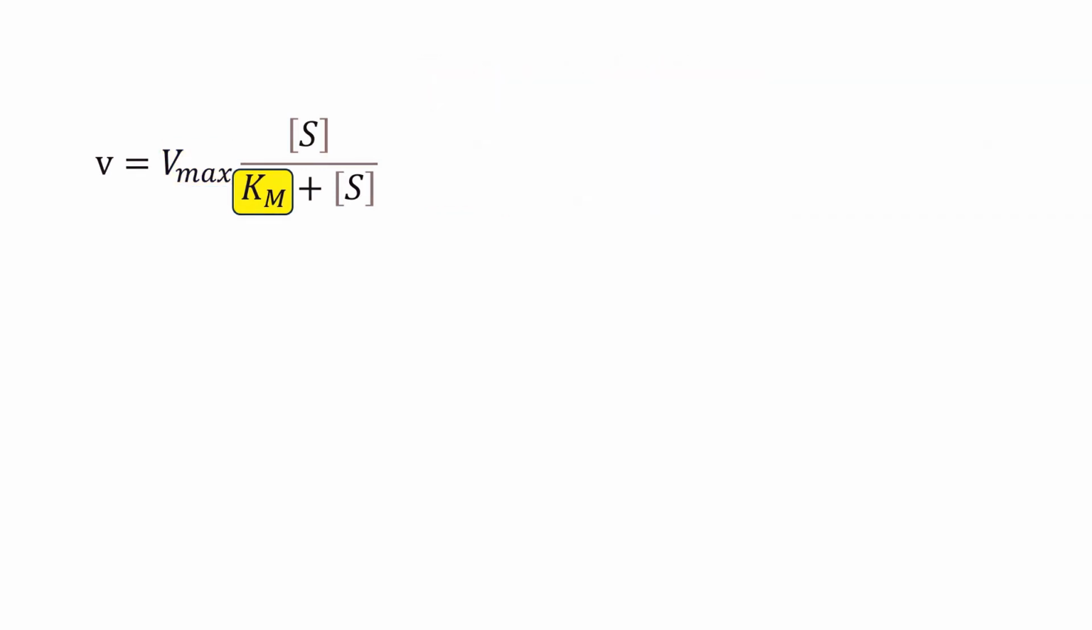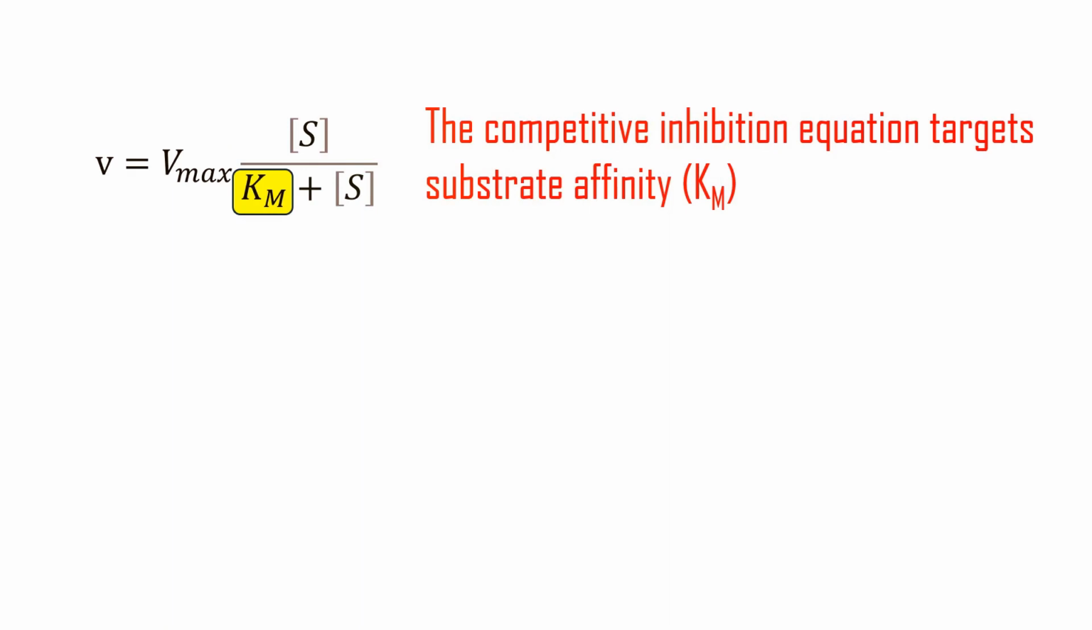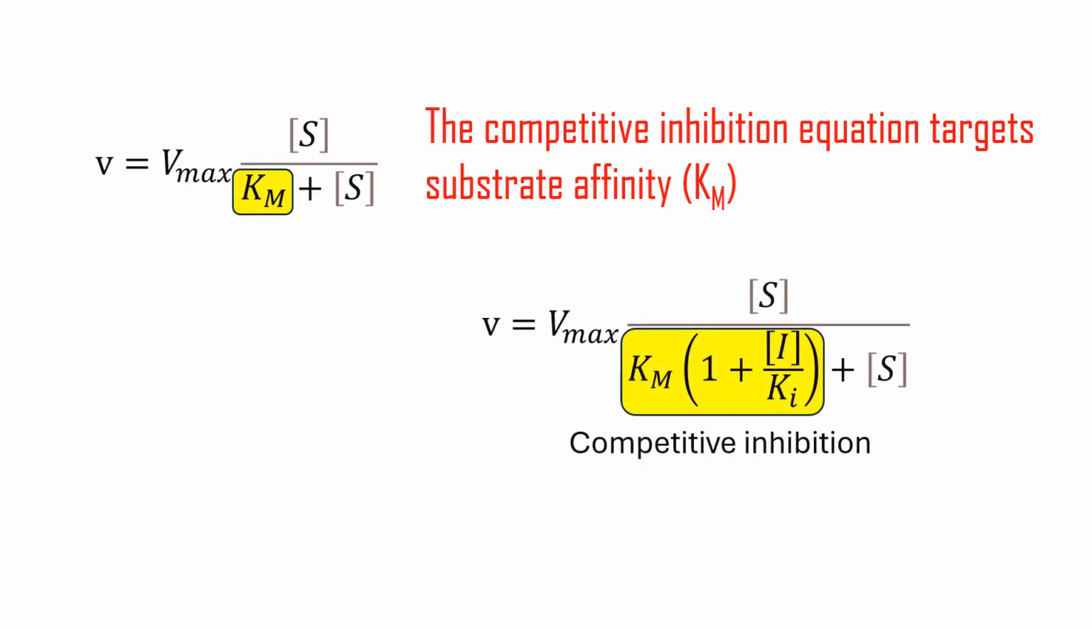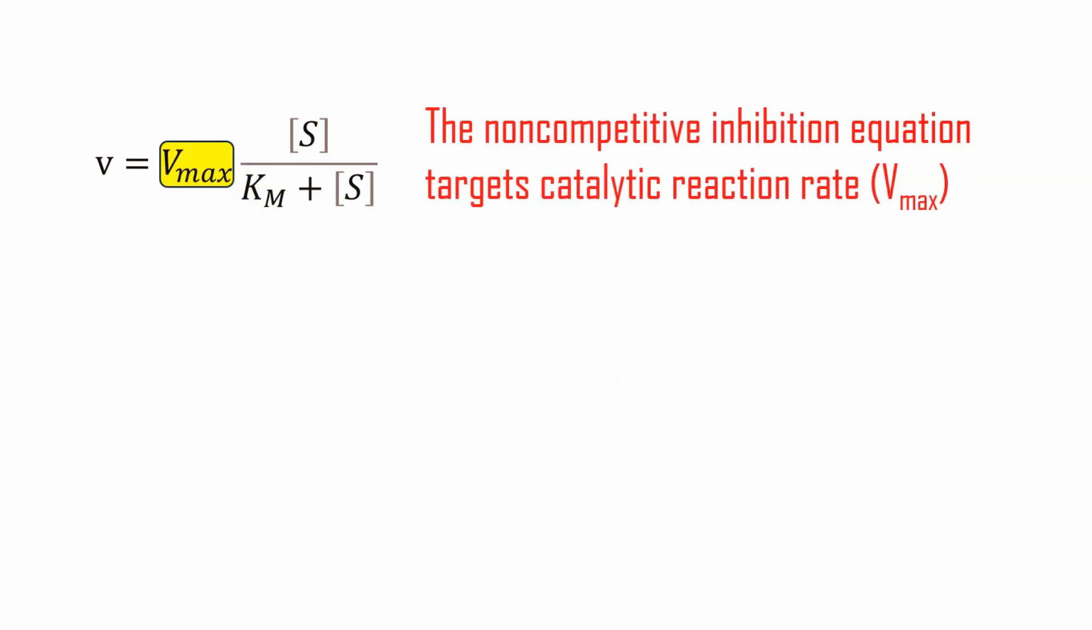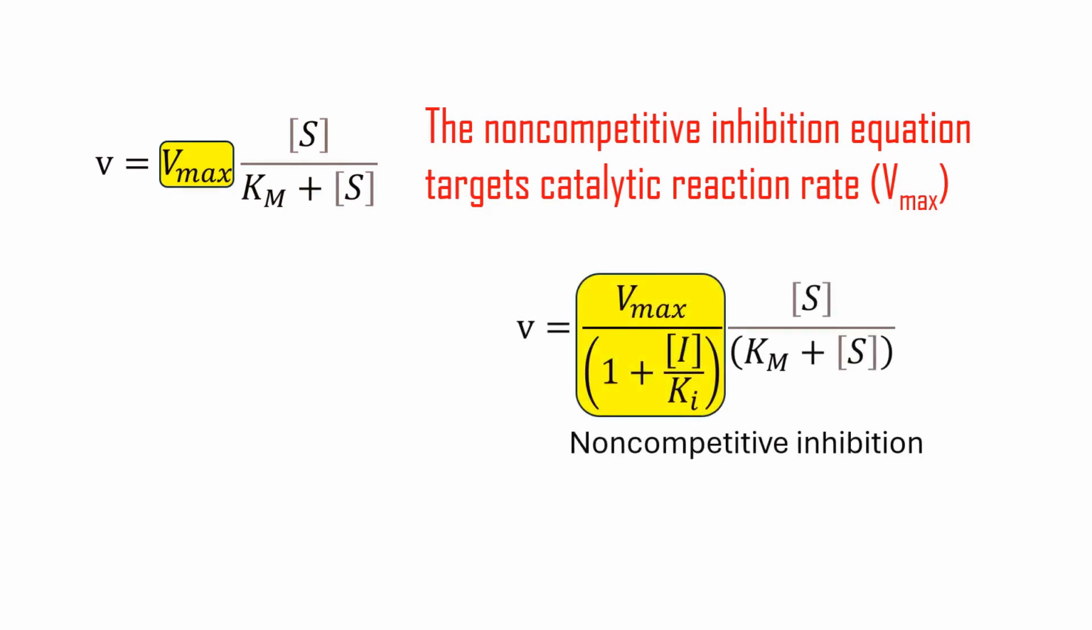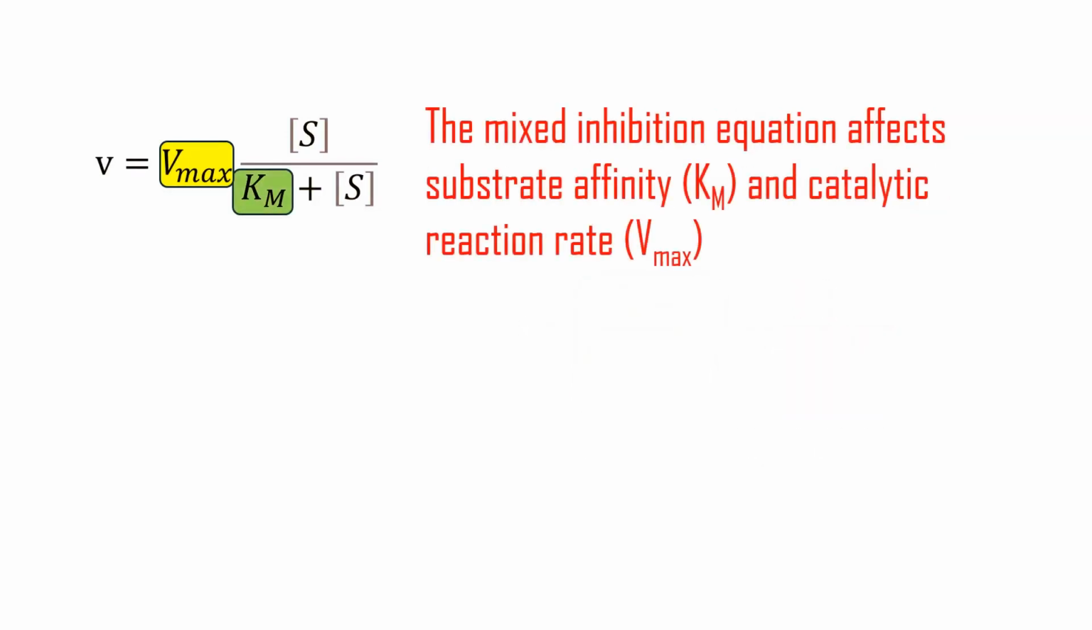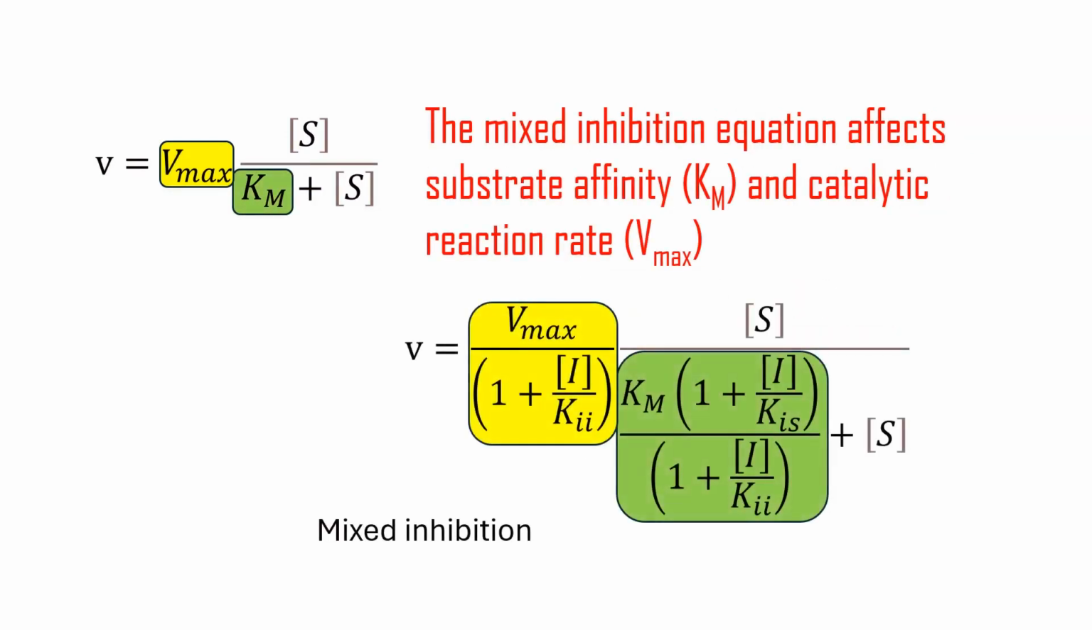As such, three equations were developed to describe these different types of inhibition. The competitive inhibition equation was proposed to describe inhibition affecting the substrate affinity. The non-competitive inhibition equation, alternatively, was proposed to describe inhibition affecting the catalytic conversion of substrate to product, and mixed inhibition was proposed to affect both.